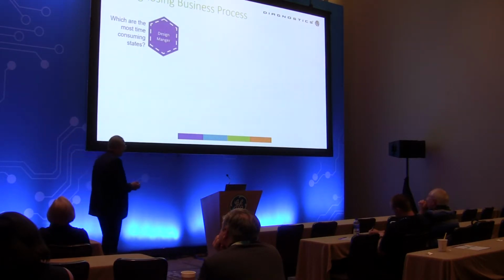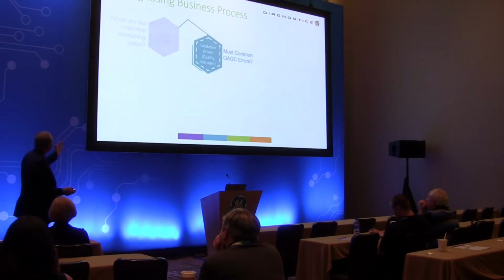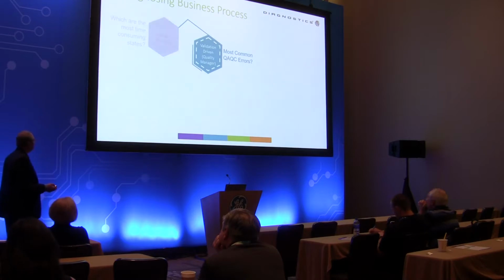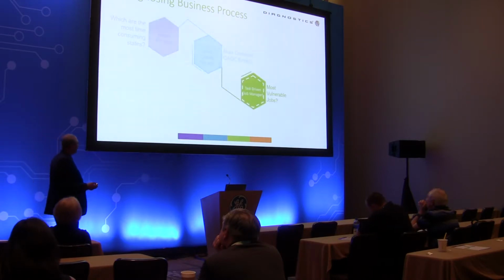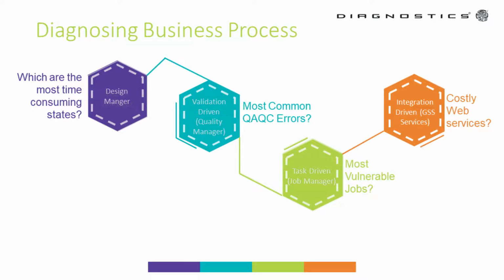Diagnosing a business process. So this is a simple business process. You have a design manager, you do QA/QC, you have task-driven, the job manager, and then you go into the web services. We had done a business process check with Cox Communications. The reason we had done that was because Cox had come to us and said, we're getting data corruption. We don't know where it's going. What's happening? We don't know how it's occurring.